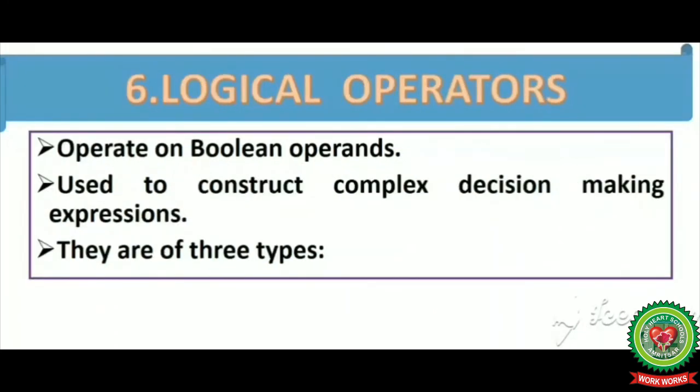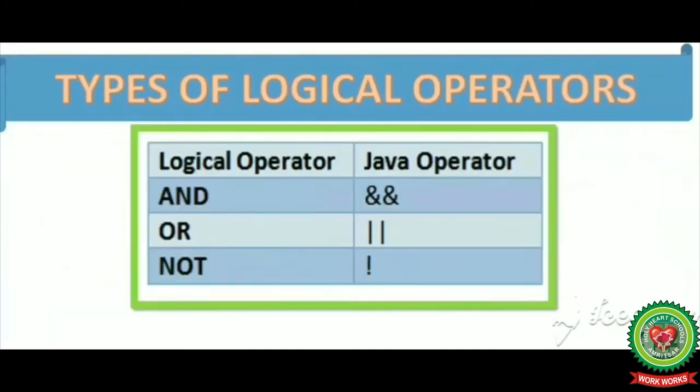The next operators we are having, number 6, are logical operators. They operate on Boolean operands. Boolean operand means we will get the answer in the form of true or false. Used to construct complex decision making expressions, means used for complex calculations. They are of three types. Number 1, AND operator, denoted by &&. Number 2, OR operator, two pipe symbols. And number 3, NOT operator.